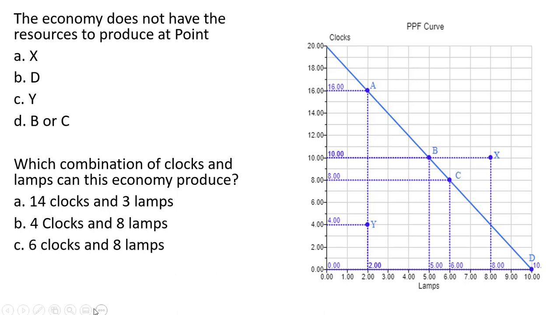How about 6 clocks and 8 lamps? Here's 6 clocks, and 8 lamps would be over here. That'd be a point outside the PPF, so the economy cannot produce 6 clocks and 8 lamps. That is unattainable. What about 0 clocks and 10 lamps? The economy can produce 0 clocks and 10 lamps, point D. So the correct answer here is going to be answer choice A, B, and D. The economy cannot produce at point C.